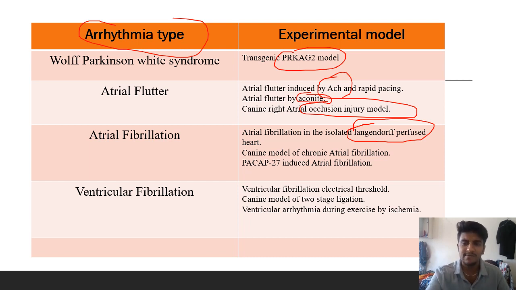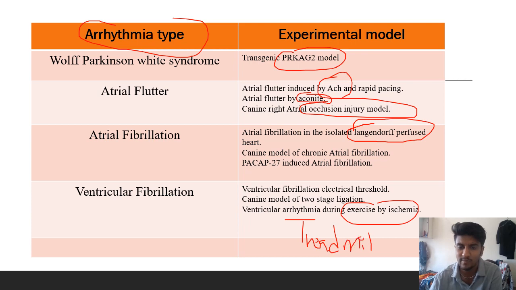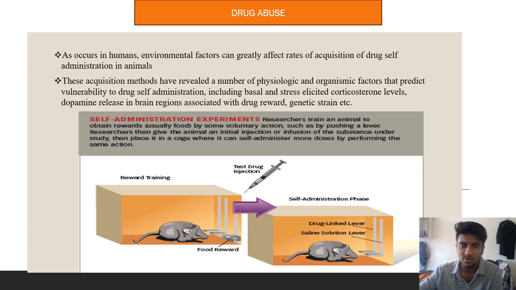Next up, we have PACAP 27 model. So this PACAP model is also being given a lot of importance because nowadays for studying any particular CGRP level specifically, right? So calcitonin gene related peptide. So it is widely used in migraine. But besides that, PACAP is also used in atrial fibrillation. It is pituitary adenylate cyclase activating peptide. Ventricular fibrillation, we have canine kidneys, two-stage ligation, we have exercise induced. So treadmill, there are specific treadmills for rats, mice, you would have seen, like in humans also we have treadmills. Then we have electrical threshold induced.